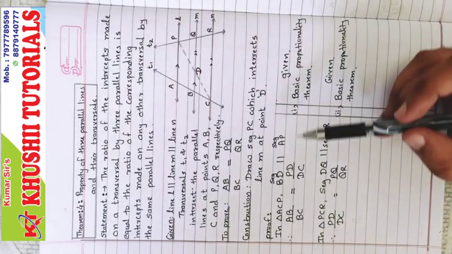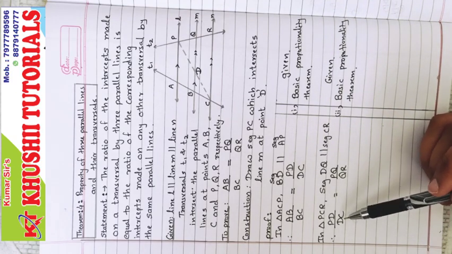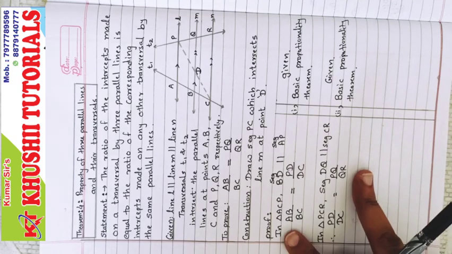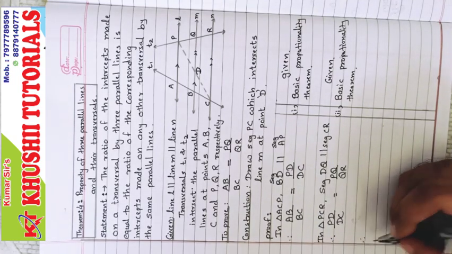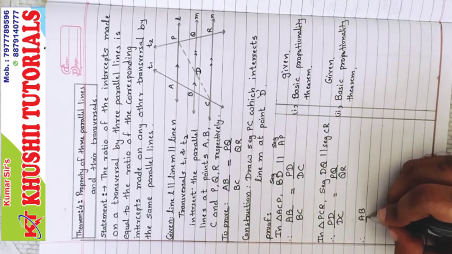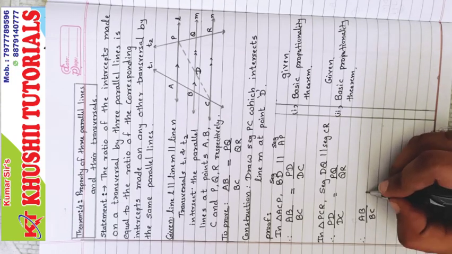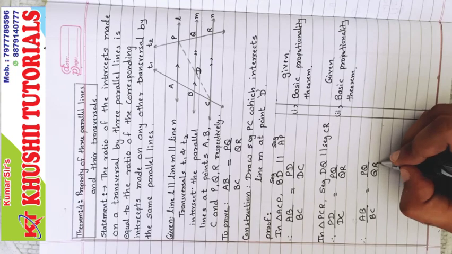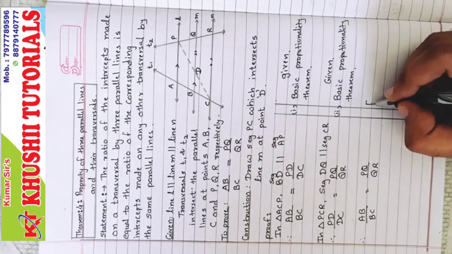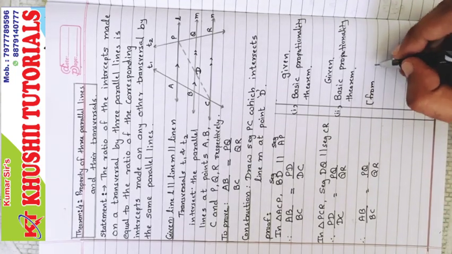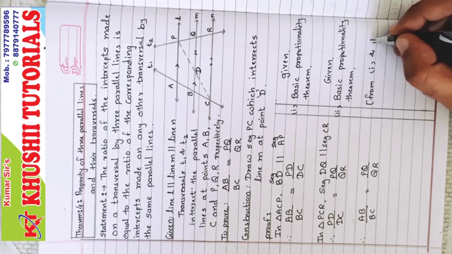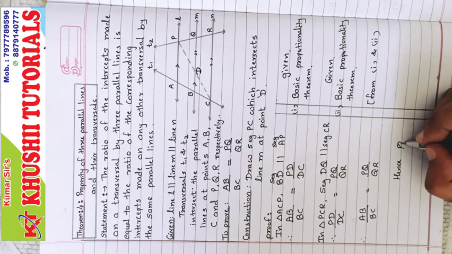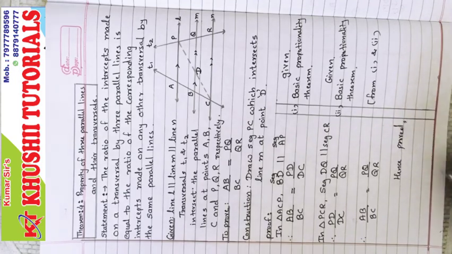Now, so simple. PD upon DC is common. So definitely if these two parts are equal, the other two parts are equal. That property is called transitivity. So AB upon BC equal to PQ upon QR. Reason: from 1 and 2. And hence proved. And this theorem is proved.